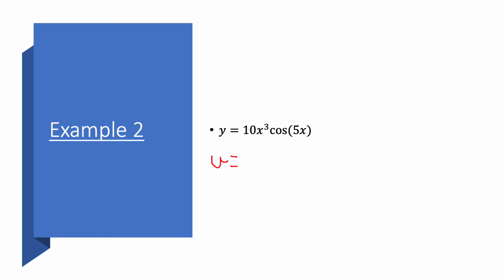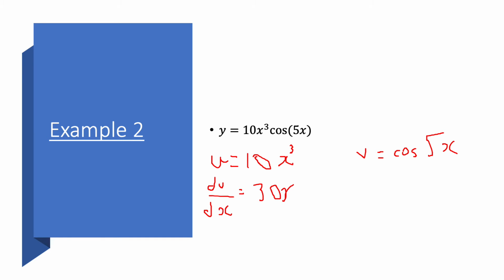Right, example number two, guys, y equals 10x cubed times cos of 5x. First of all, let u equal one function, so 10x cubed, and v equal cos 5x. Differentiating separately, du by dx, which is our function in terms of u of x, is 30x squared, and differentiating cos of 5x uses the chain rule. It becomes minus 5 sine 5x, so minus sine of 5x.